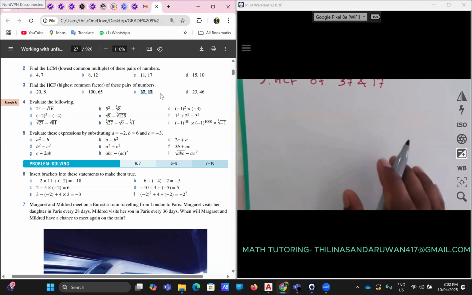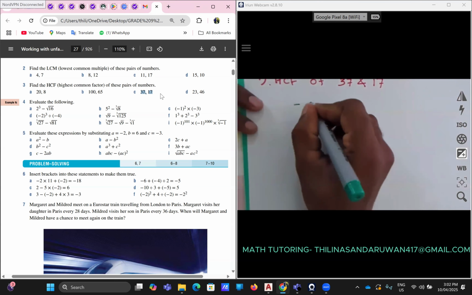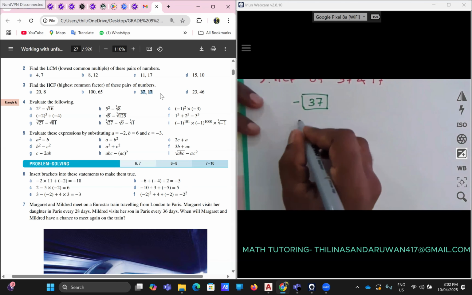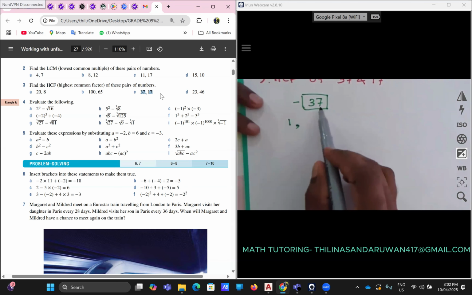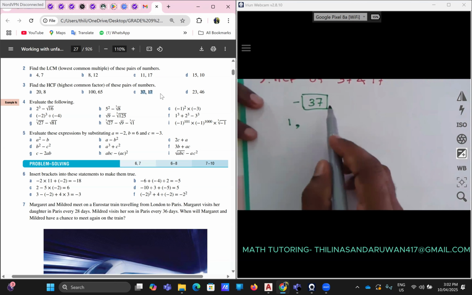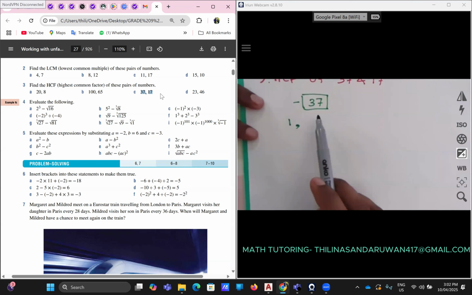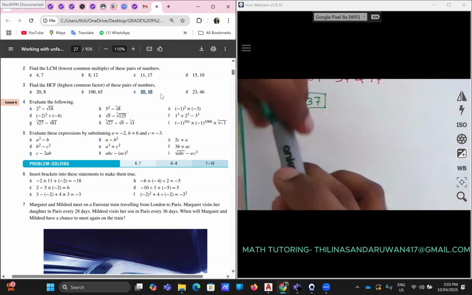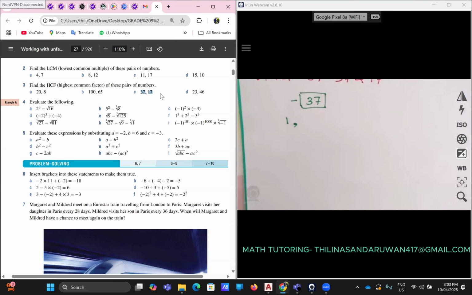So how do you find it? Let's take 37. What are the factors? Definitely, let's say 1. And when you divide 37 by 1, you will get the balance as 0. Then let's try for 2. Can you tell me 2 is a factor of 37? All right, because when you divide 37 by 2, you will get 1 as the balance. So 3 is a factor or not? All right, I will quickly go through with my calculator. Otherwise, it will take so much time.